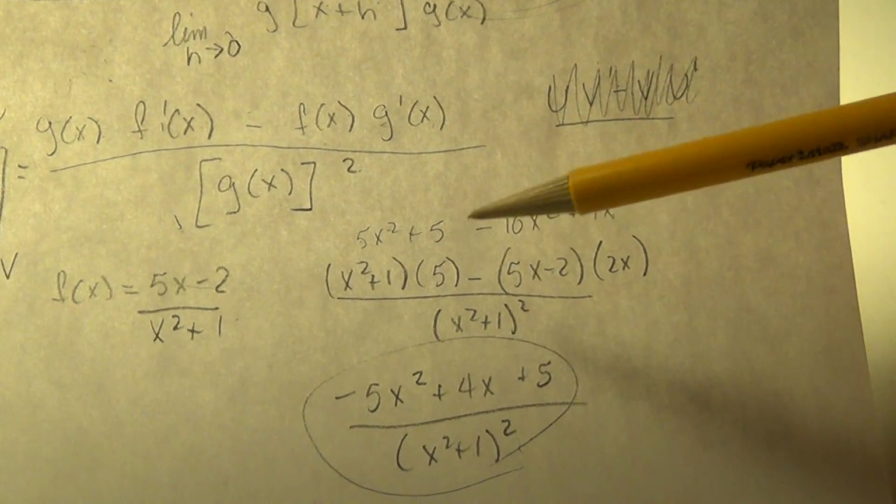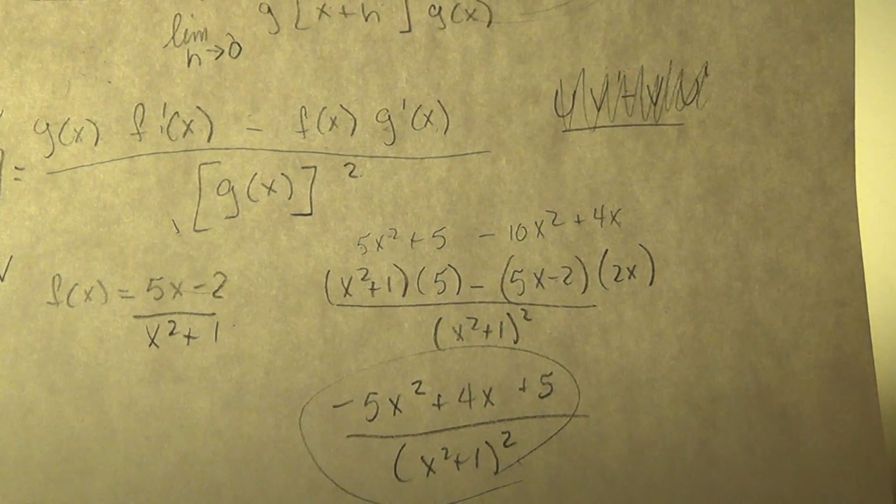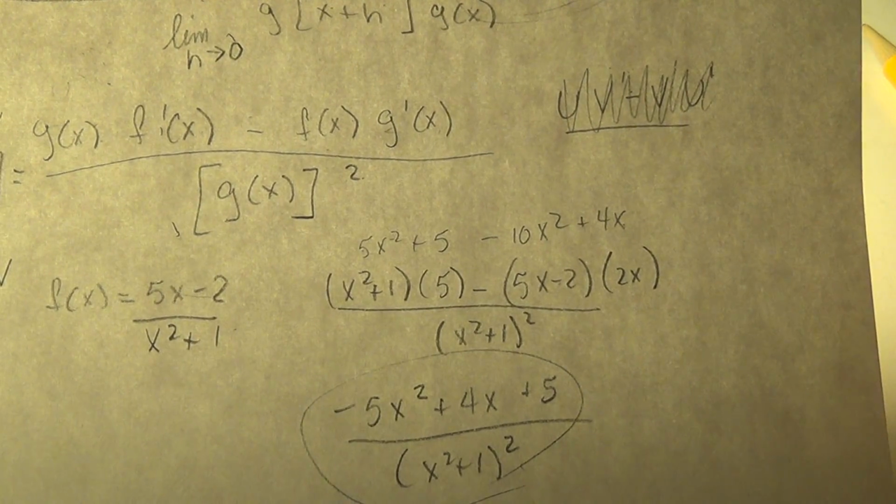Bottom times the derivative of the top minus the top times the derivative of the bottom all over the bottom squared. Alright, little sloppy, but you can do it.